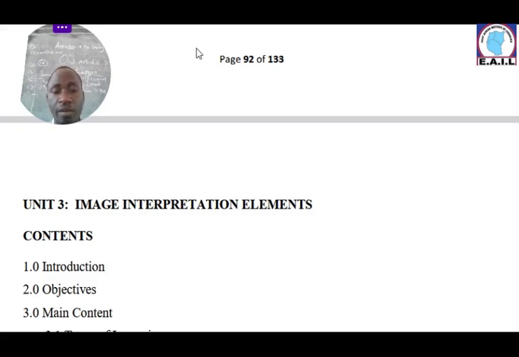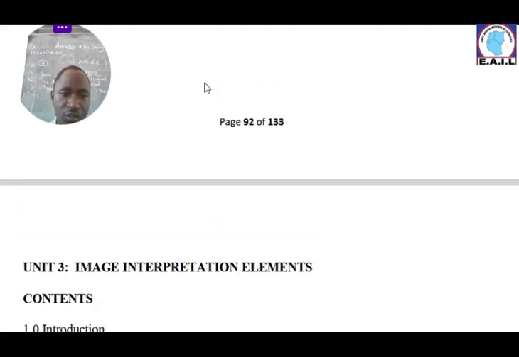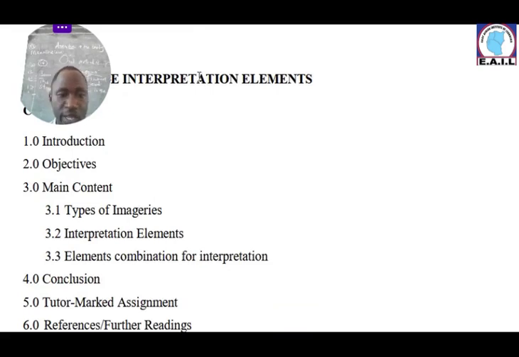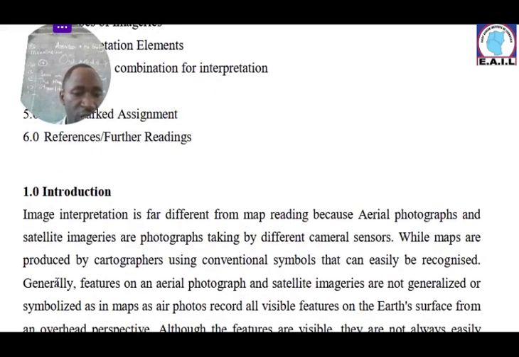Interpretation elements. We are going to be looking at the elements that we tend to be using in order to represent specific elements. The first thing here, under the main content, we are most likely to be looking at the types of images or imageries. Then we look at the interpretation elements. Then we look at a combination for interpretation as our major concern.